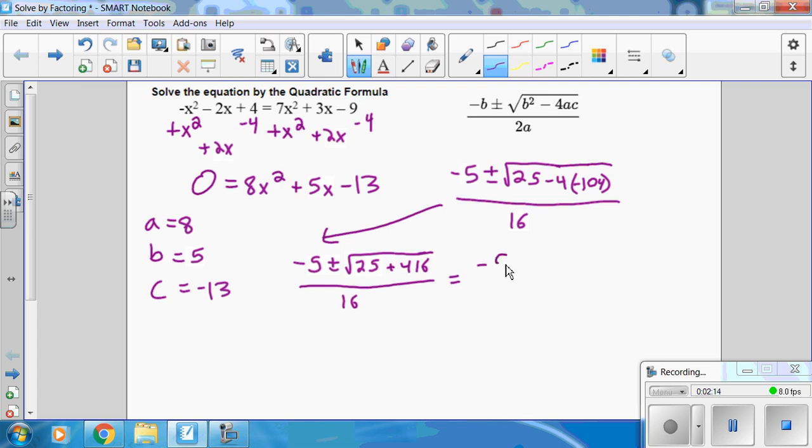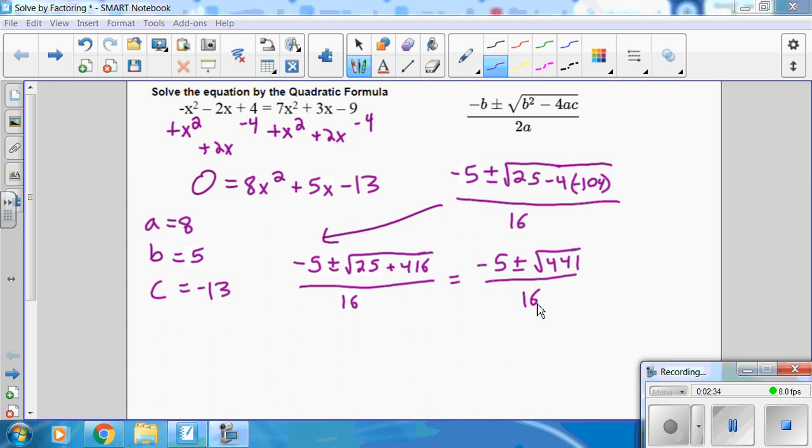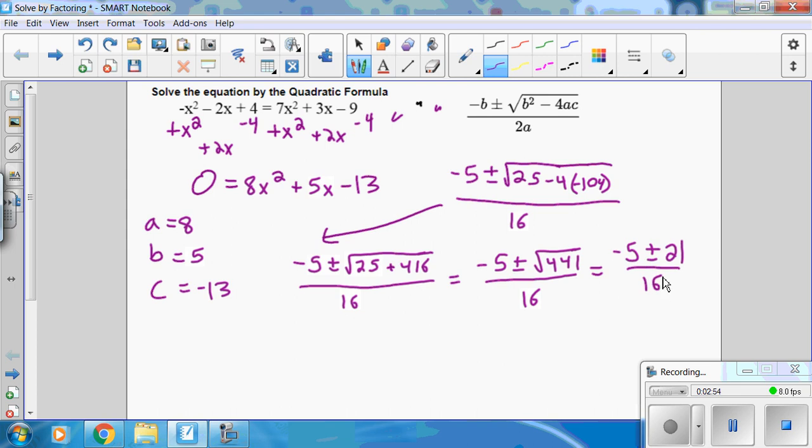From here, negative 5 plus minus 25 plus 416 is 441. And all of that is over 16. And now we're going to take the square root of 441. Let's see, that's going to give us 21. So negative 5 plus minus 21 over 16.